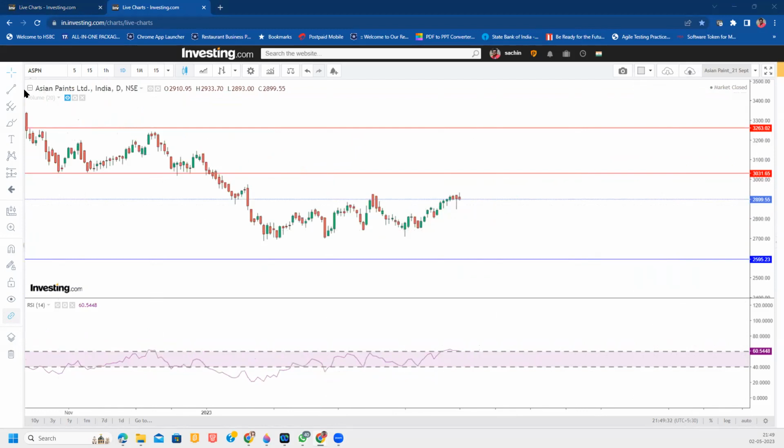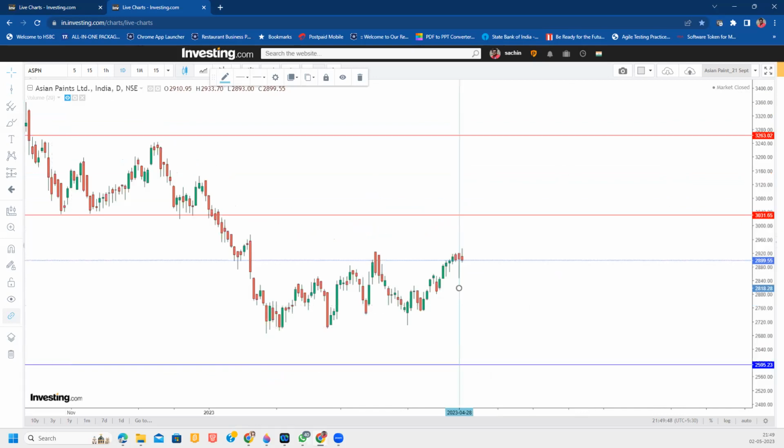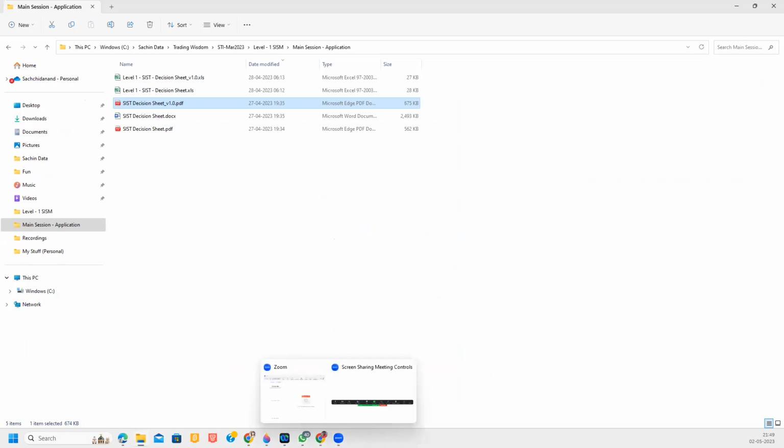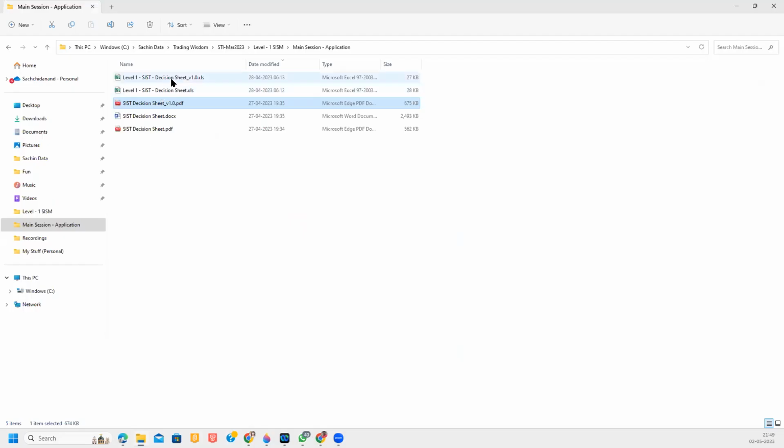Okay, so just to make it clear, we want 28. So that is 28, the last trading day. Correct. So this is the candle. And if we go by our checklist, I'm just opening the checklist for reference purposes. So here is the checklist I have, and then I'll also open the decision sheet where we'll be recording our decisions.